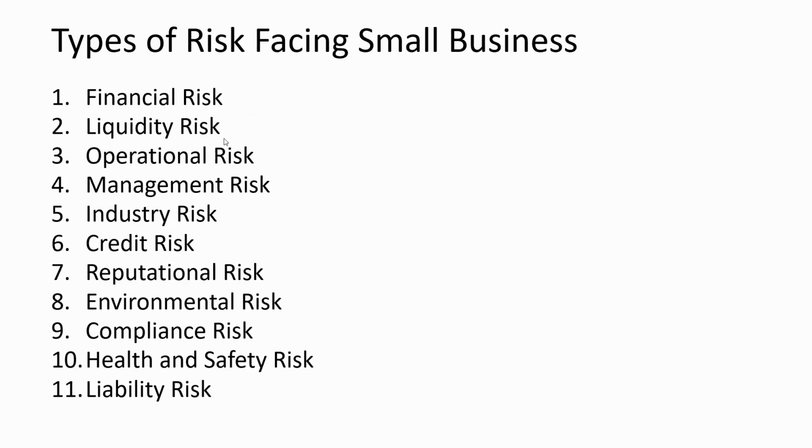Okay. Types of risk facing small business. Okay, there's a lot. So financial risk, liquidity risk. Remember our definition of liquidity. So liquidity basically, if you make it simple, the simple definition is the cash you have. Okay, that risk. Operational risk, management risk, industry risk. So the whole industry as a whole. Not many people buying typewriters these days because of technology. Okay, credit risk. Reputational risk, environmental risk, compliance risk, that's like legal compliance, health and safety risk, liability risk.